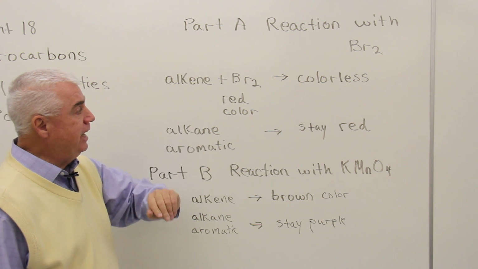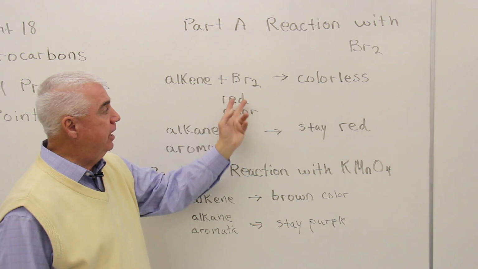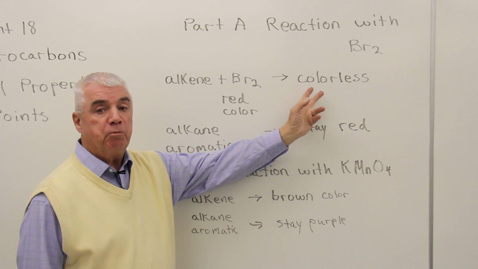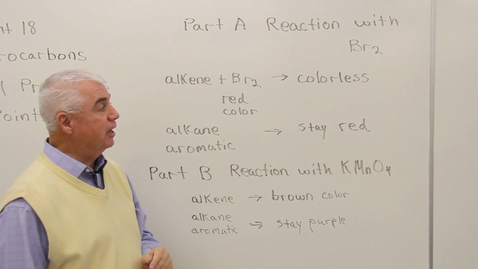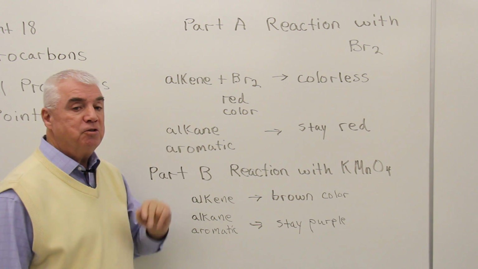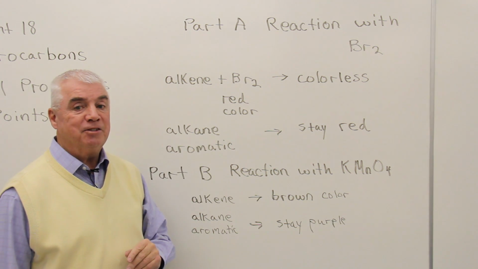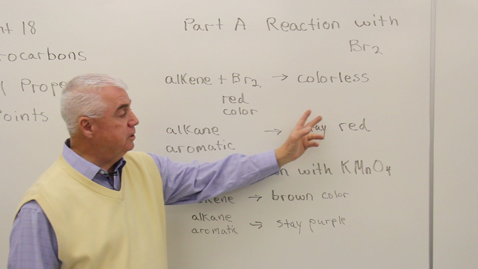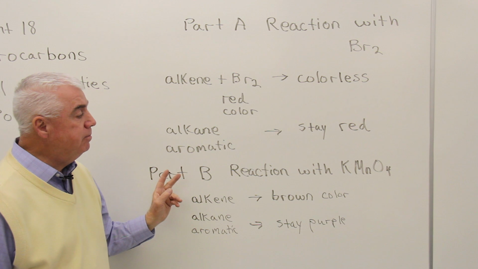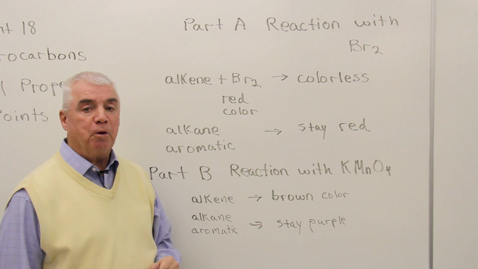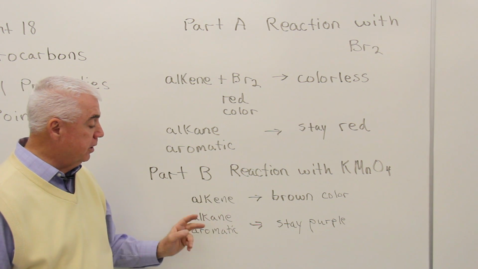And alkenes have that carbon-carbon double bond. They're pretty reactive, and they react with bromine to give a product that uses up the bromine, so the red color disappears. We get a colorless solution. Alkanes and aromatics, they don't have the carbon-carbon double bond that gives alkenes its reactivity, and so those particular substances stay a red color.